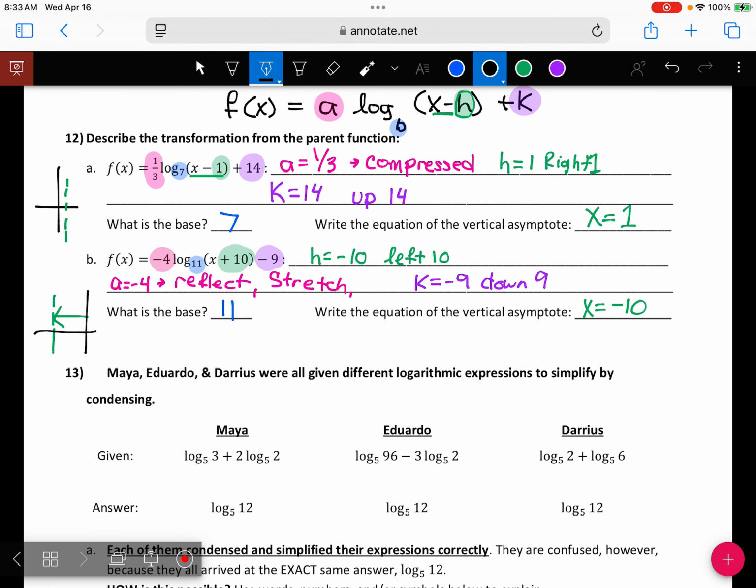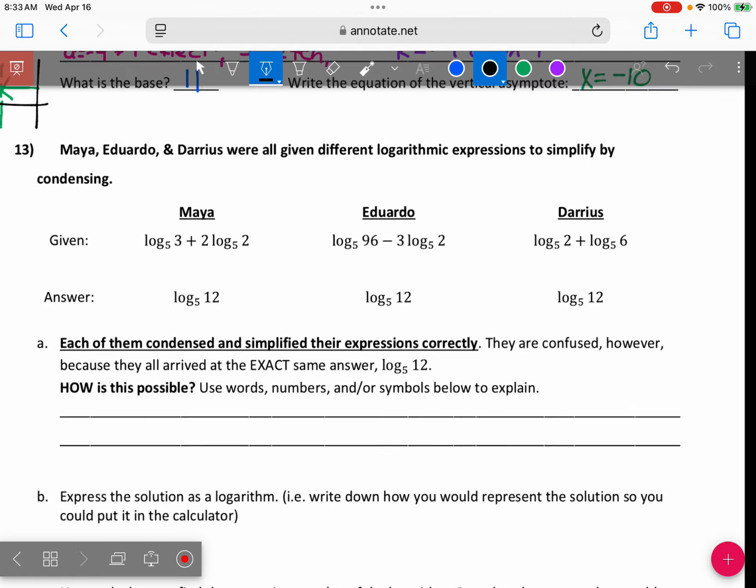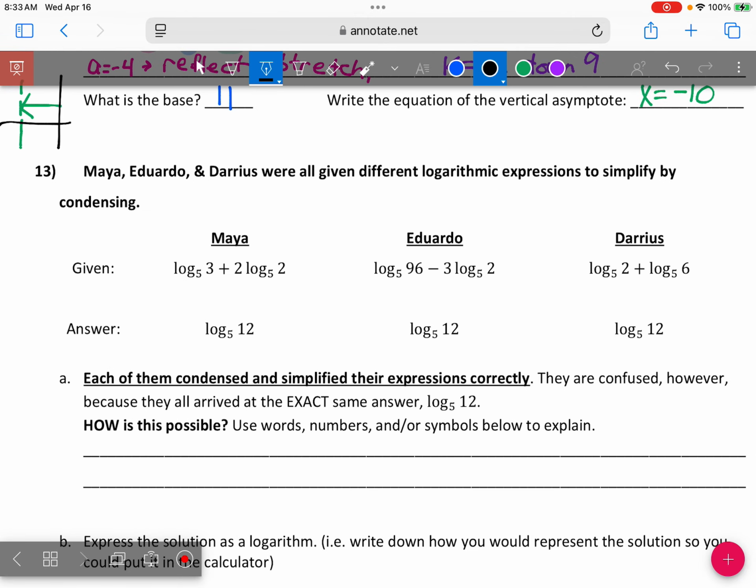Okay. Any questions on that one? What else do you want to do? 13. Oh, kind of our expanding, condensing stuff. So this is just trying to get us to look at our expanding, condensing in a little bit of a different way, thinking about it in terms of somebody doing the problem.